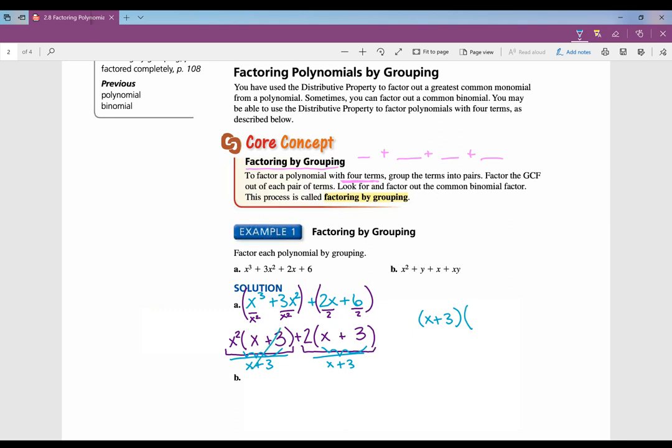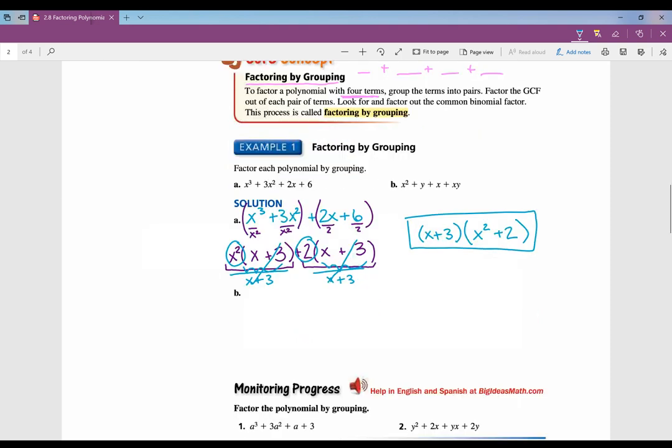Well, these x plus 3's would cancel, so we'd have x squared. And then these x plus 3's would cancel, so plus 2. And that would be your factored form. So we have x plus 3 times x squared plus 2. So you group them in pairs, pull out GCFs, and then pull out the term they have in common. So in this case, that was our x plus 3. And then you're left with factored form.